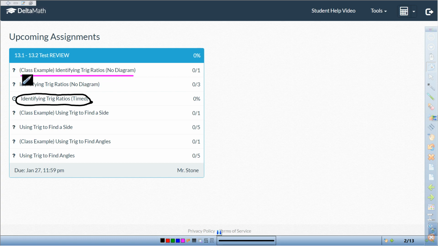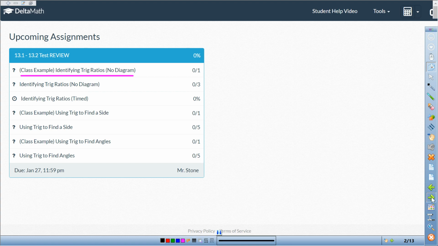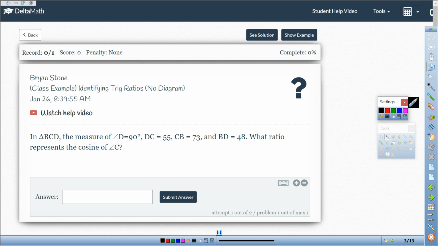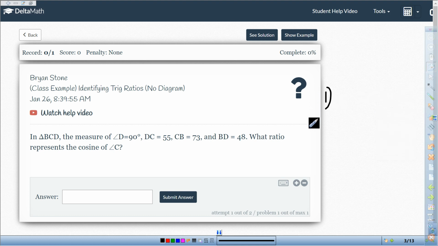Okay, so first, let's start with this class example with identifying trig ratios. On your paper, first of all, just call this one number one. This problem is first about drawing this triangle correctly, but ultimately they just want the ratio of sides that represents cosine of angle C. So let's start by drawing this thing.